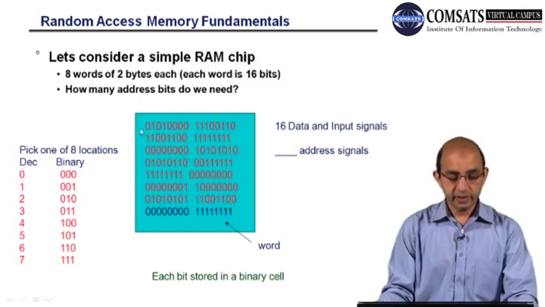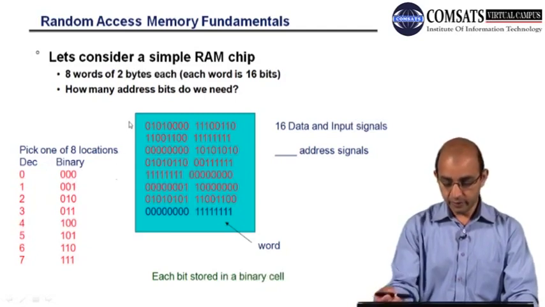So these are the 8 different locations. Each location has 2 bytes or 16 bits. So this is a word with a length of 16 bits each. In order to address all those 8 different locations, what do I need? 3 bits. That's why I mentioned the decimal and then the corresponding binary.